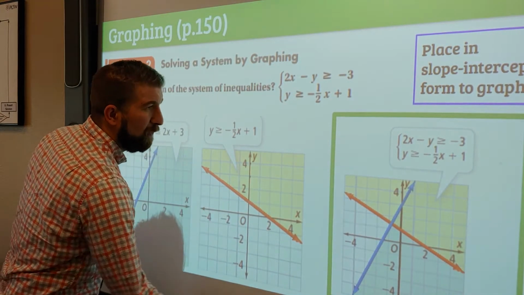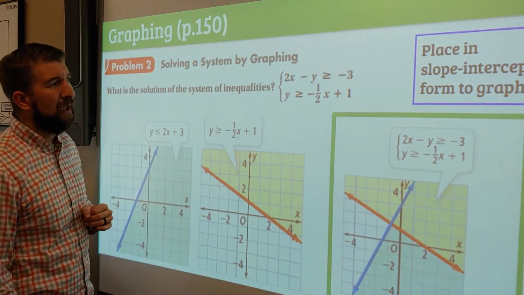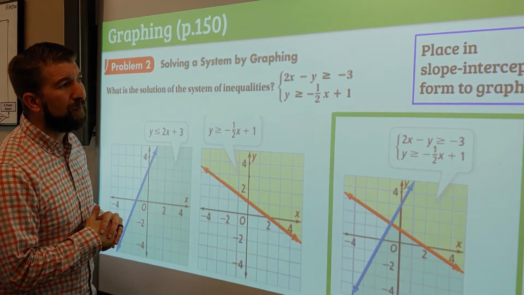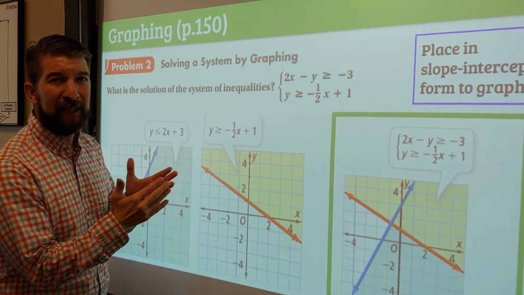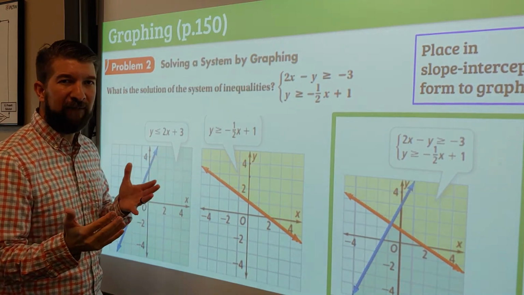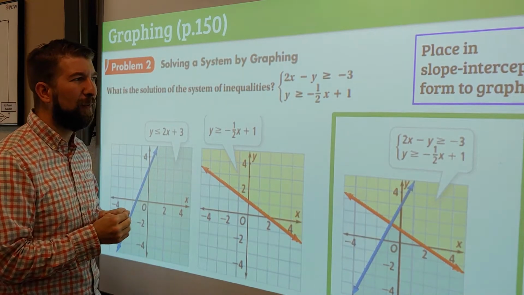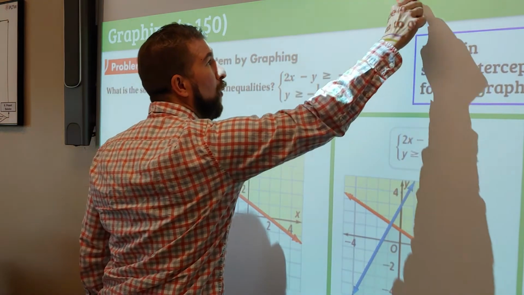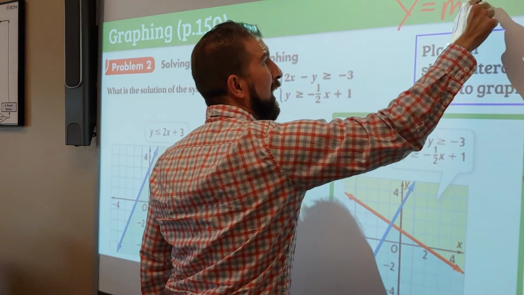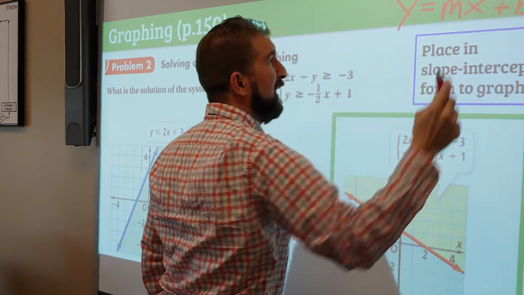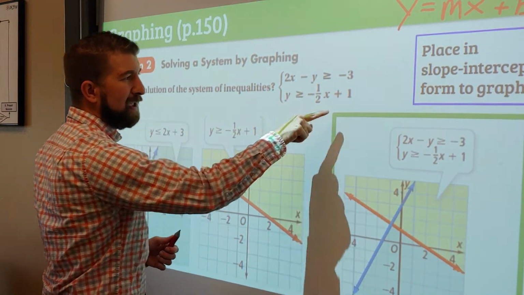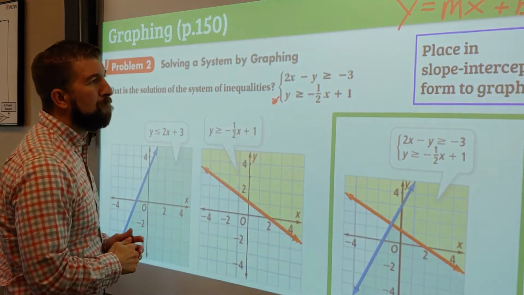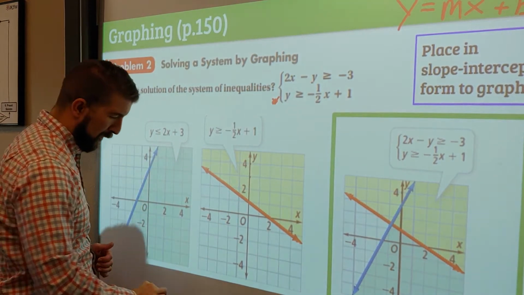The first thing I want you to be aware of is that when we go to graph these inequalities, we have to get them in basically slope-intercept form. It's not going to look exactly like slope-intercept form because it's an inequality. But if you remember, slope-intercept form is y equals mx plus b. So we want it to look like that, and notice the second one is good. First one, we're going to have to move some stuff around.